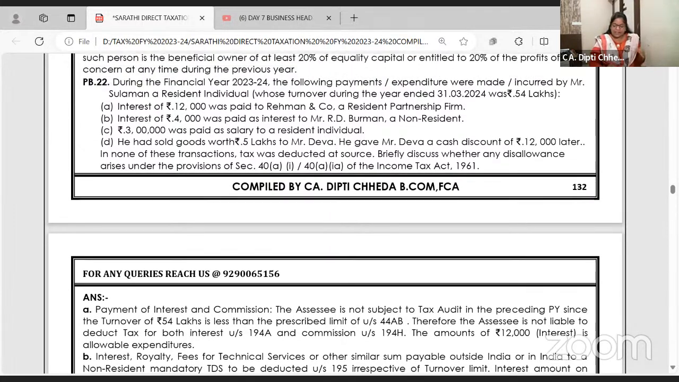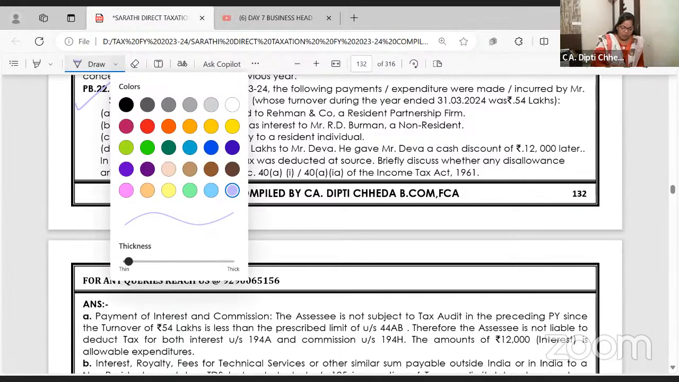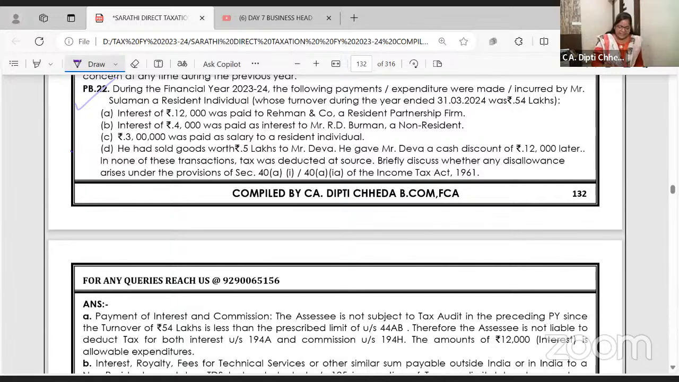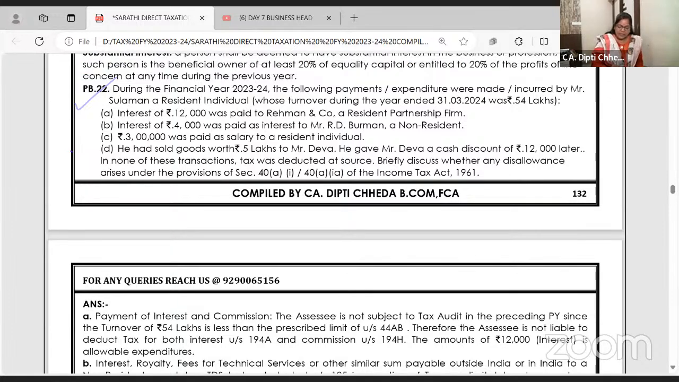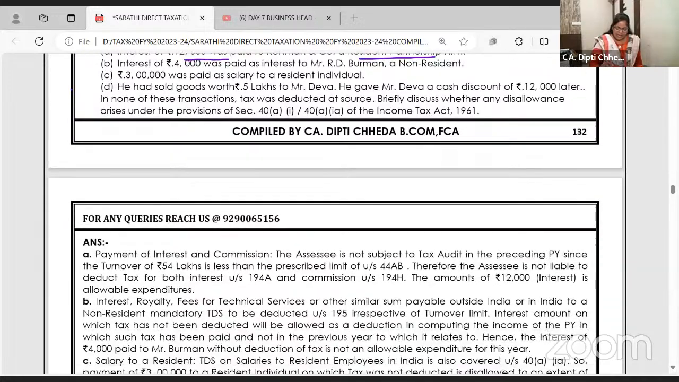Next. Yeah, this question can be asked like this again. So I want to do it. It's a little in-depth, but very nice. This is based on all our knowledge of yesterday's class. Interest of 12,000 is paid to a resident partnership firm. And what is their turnover? 54 lakhs. And how much interest have they paid?